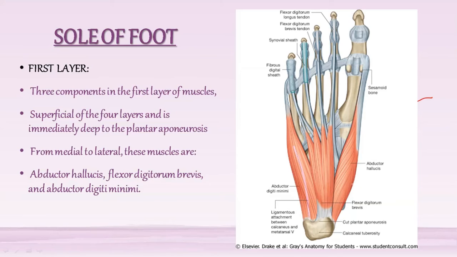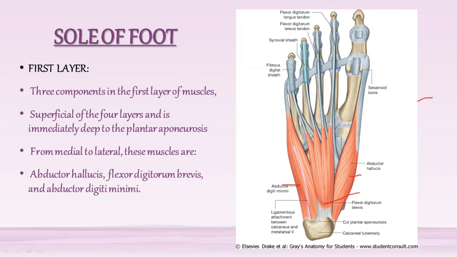This layer is the superficial of the 4 layers and is present immediately deep to the plantar aponeurosis. Plantar aponeurosis is the deep fascia. Just beneath the plantar aponeurosis, there is the presence of first layer of sole of foot, in which there is the presence of 3 muscles. From medial to lateral, these muscles are abductor hallucis, flexor digitorum brevis and abductor digiti minimi.